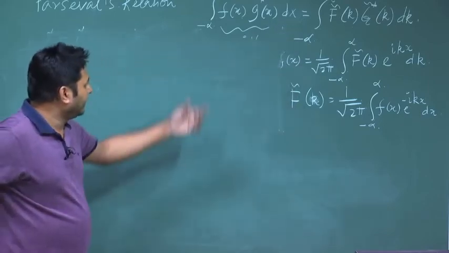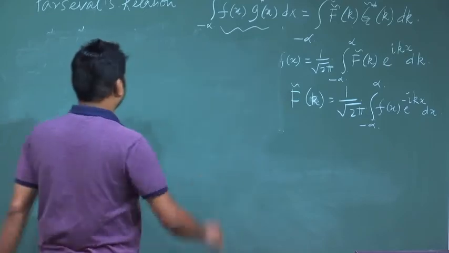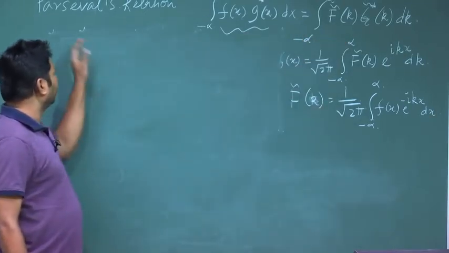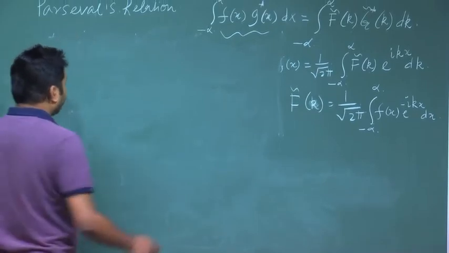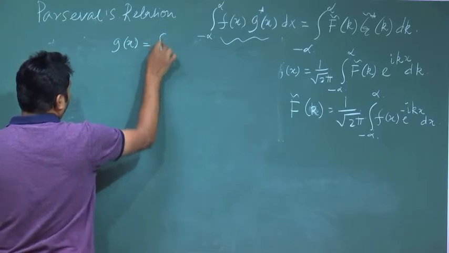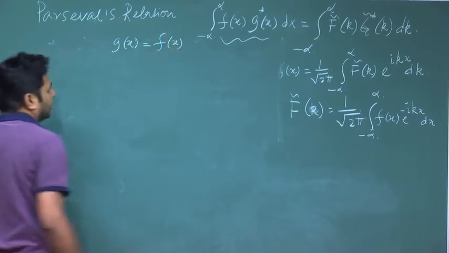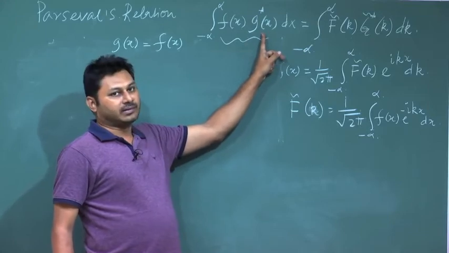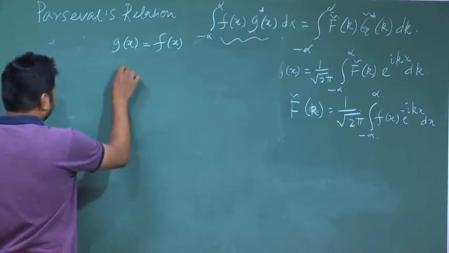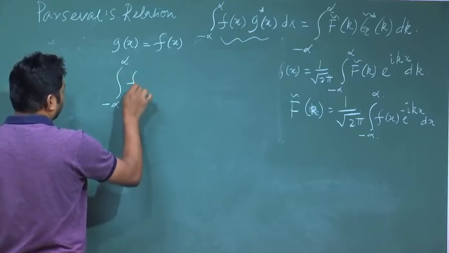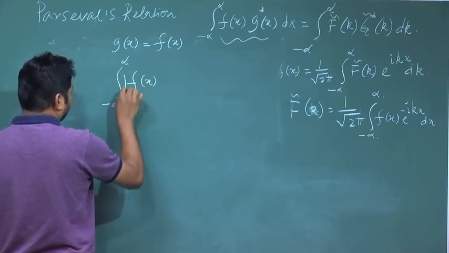So from that I can also conclude something very important. So this and this is the same, which I call the Parseval relation. But apart from that, if g(x) is equal to f(x), where g(x) is an arbitrary function, now I want to take g(x) equal to f(x), the same function, then this identity is coming like this.